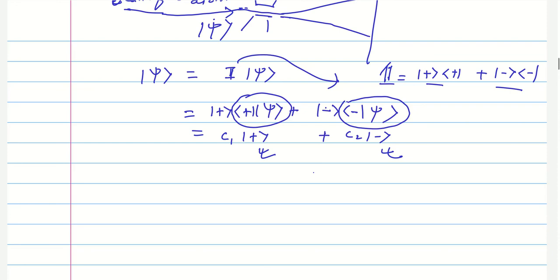So what you have to learn from this video is that identity operator helps in expanding any wave function in the desired basis. So in the eigenkets of desired observable. So here we have expanded in the eigenkets of spin observable. So you can expand in the eigenkets of position observable also. You can expand it in energy observable also, right? So this identity operator helps in that expansion.